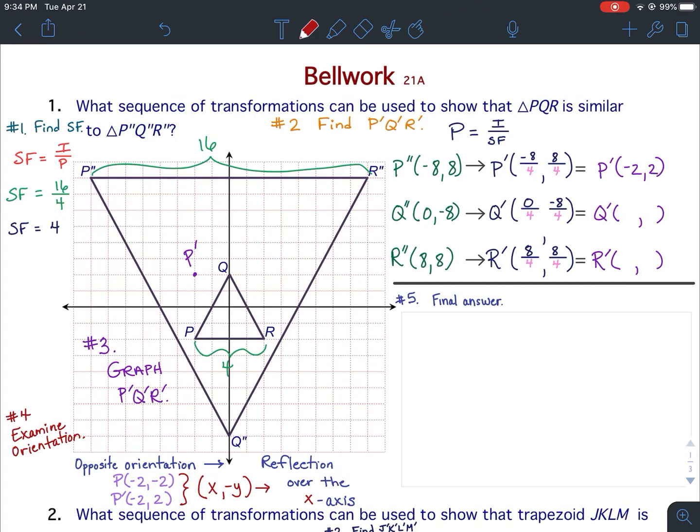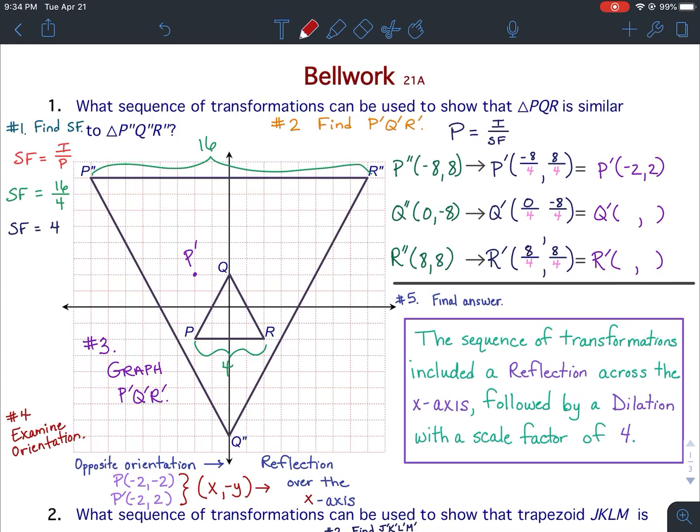So step 5 is our final answer, and our final answer is the sequence of transformations included a reflection across the x-axis followed by a dilation with a scale factor of 4.